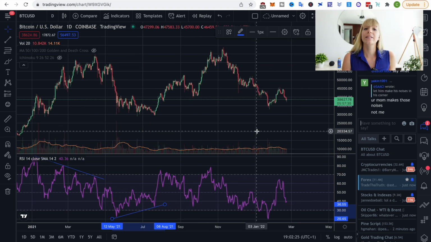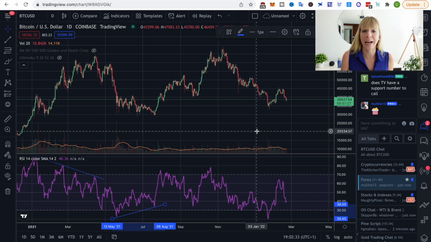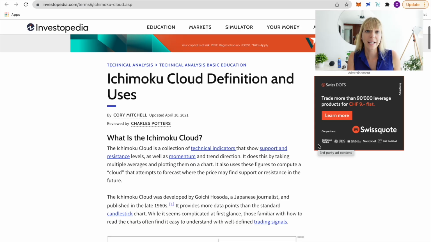Now, the next indicator that can help you determine momentum is the Ichimoku Cloud. And that can actually show you whether we're in a bull market or a bear market, depending on the time frame we're looking at. So let's take a look at the definition. According to Investopedia, the Ichimoku Cloud is a collection of technical indicators that show support and resistance levels, as well as momentum and trend direction. So you've basically got everything that you need all in one indicator, which is pretty cool.